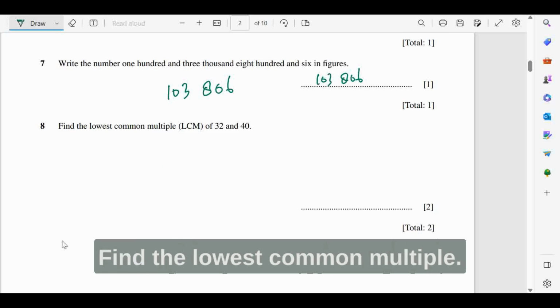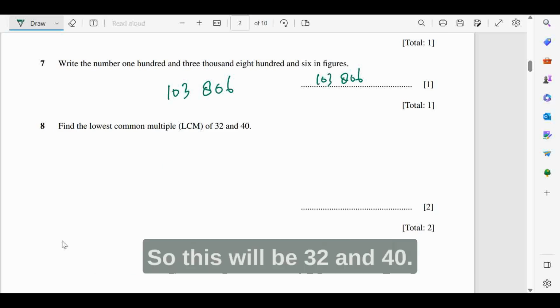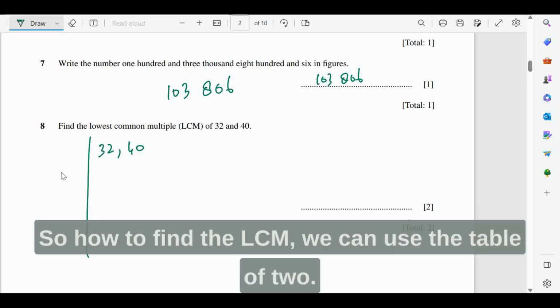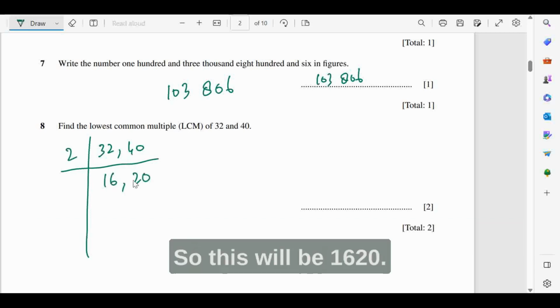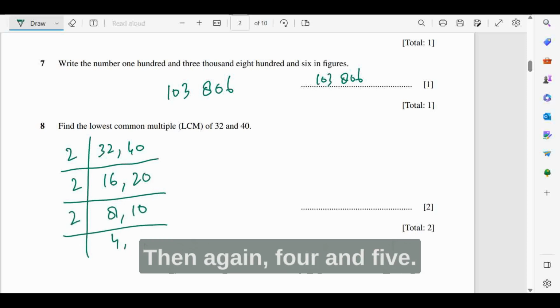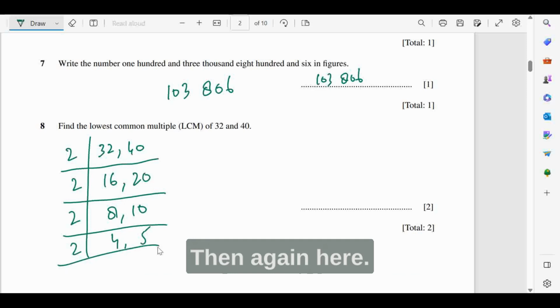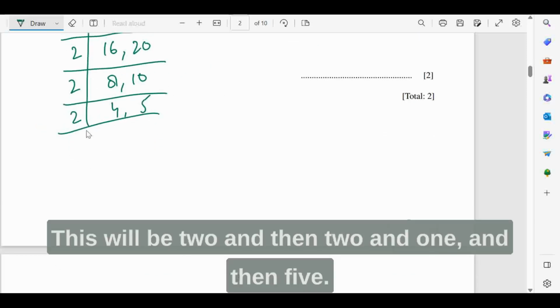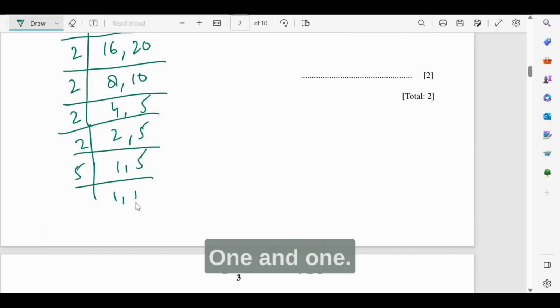Find the lowest common multiple, LCM. So this will be 32 and 40. So how to find the LCM? We can use the table of 2. So this will be 16, 20, then again 8 and 10, then again 4 and 5, then again 2 and 5, then 1 and 5, then 1 and 1.